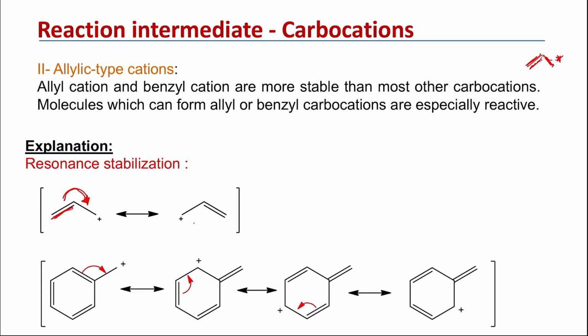And even the benzylic one would be much more stable because, as we can see from the resonance, there are more than just two resonating structures like the allylic carbocation. So we're going to have the continuous movement of the electrons and the distribution of the positive charge as the electrons move on four different carbon atoms. So this one will be even more stable than the allylic type cations.